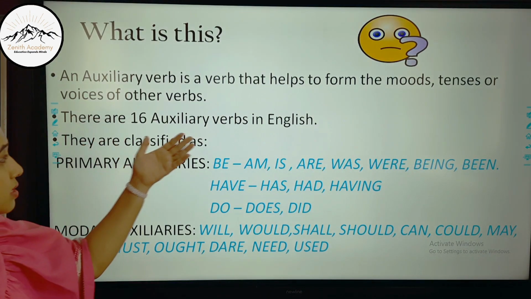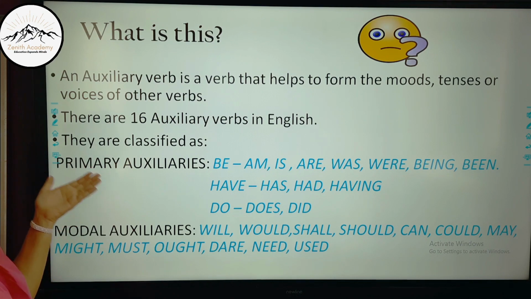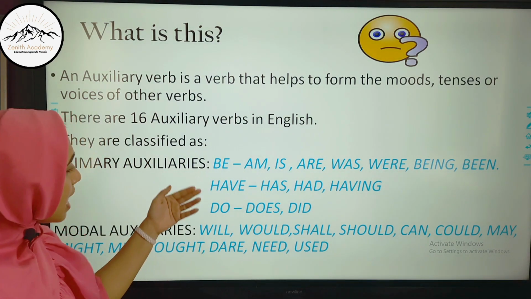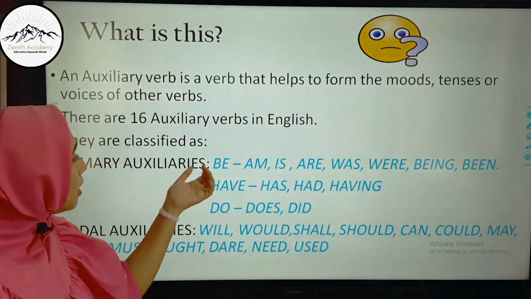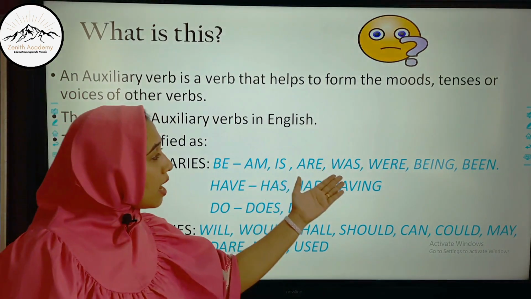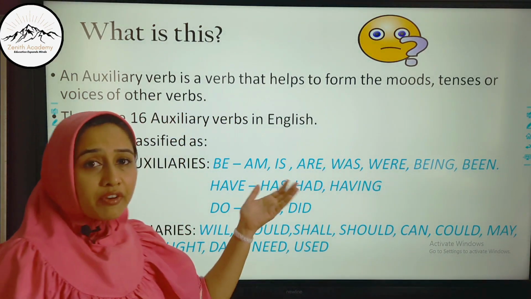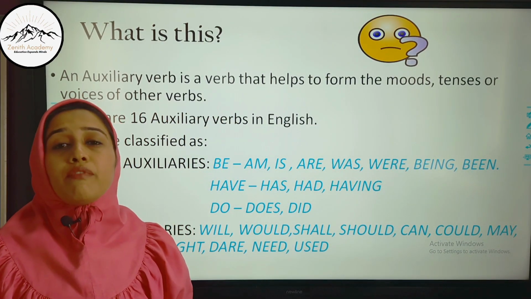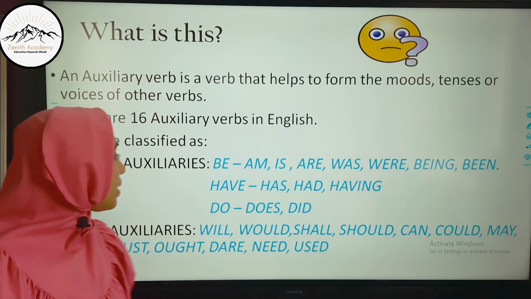There are 16 auxiliary verbs in English, out of which some are classified as primary auxiliaries. There are 3 primary auxiliary verbs: be, have and do, and they have different forms. For example, the different forms of the word be are am, is, are, was, were, being and been. These different forms of be are used when we are transforming the sentence from one voice to another, when we are changing the tense of the sentence.